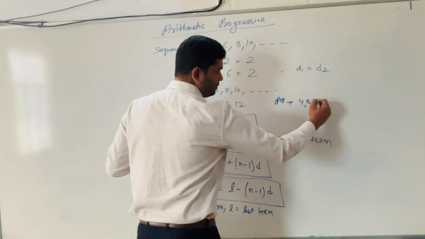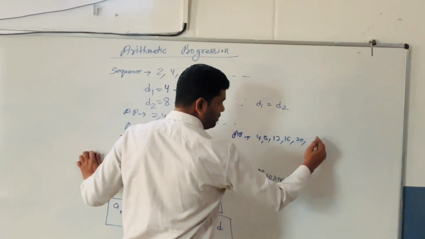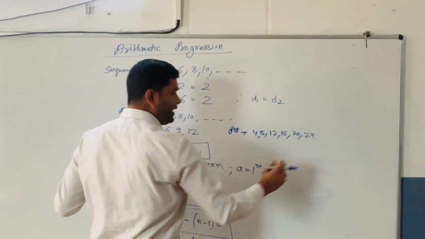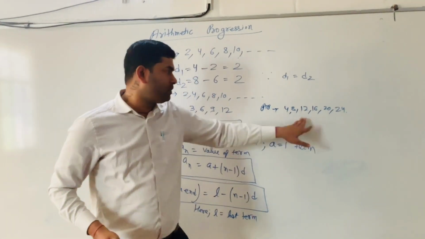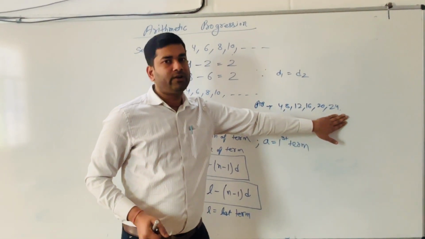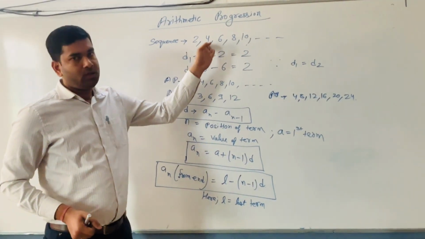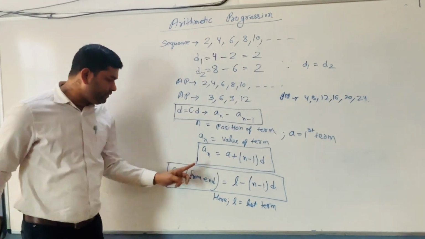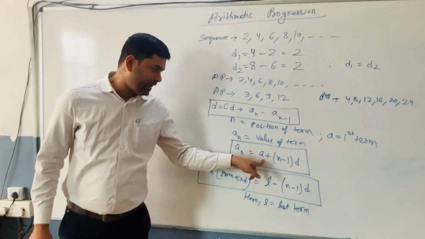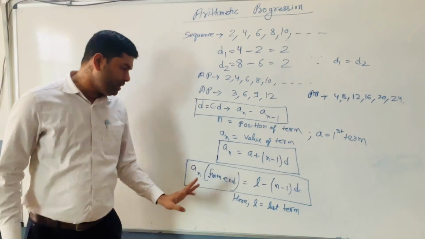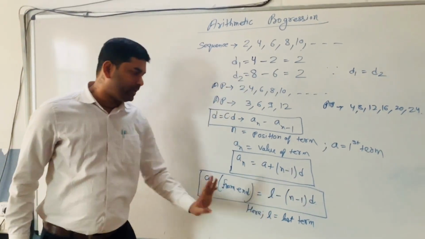4, 8, 12, 16, 20, 24. That means it is a finite AP. This is a finite AP, because here the terms are fixed and the last term is also given to you, that is 24. So this is called a finite AP. This is called an infinite AP. So two formulas we have studied here. The nth term from the beginning, the formula is a plus (n minus 1) times d, and the nth term from the end, the formula is l minus (n minus 1) times d.